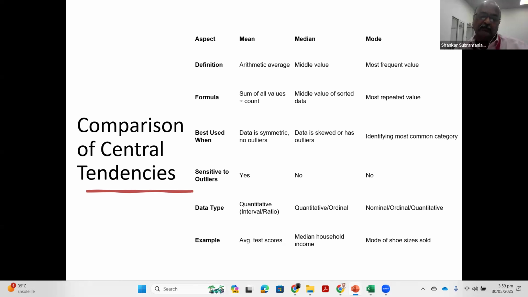So when you have data which is skewed, I'll go for the median, and generally the mode also. As for data type, for quantitative interval and ratio data, I would use the mean. The median I could use for quantitative ordinal data, and the mode for nominal, ordinal, and quantitative data. Examples: test scores, for example. The median I could use for household income. Then the mode can be used for shoe sizes, etc.